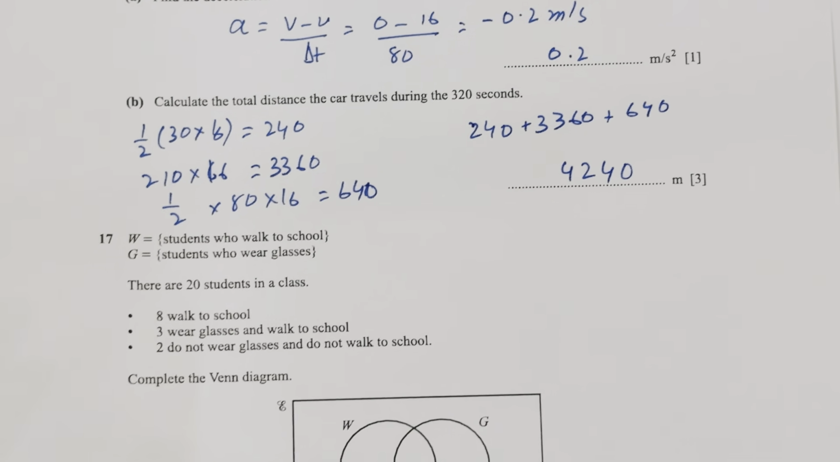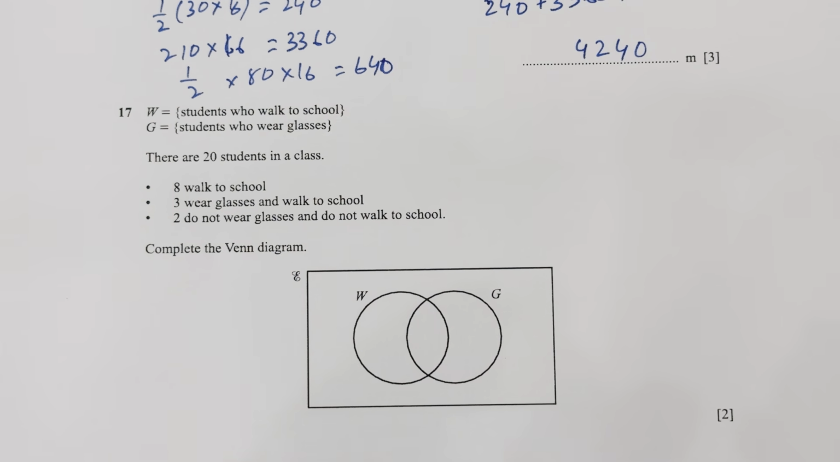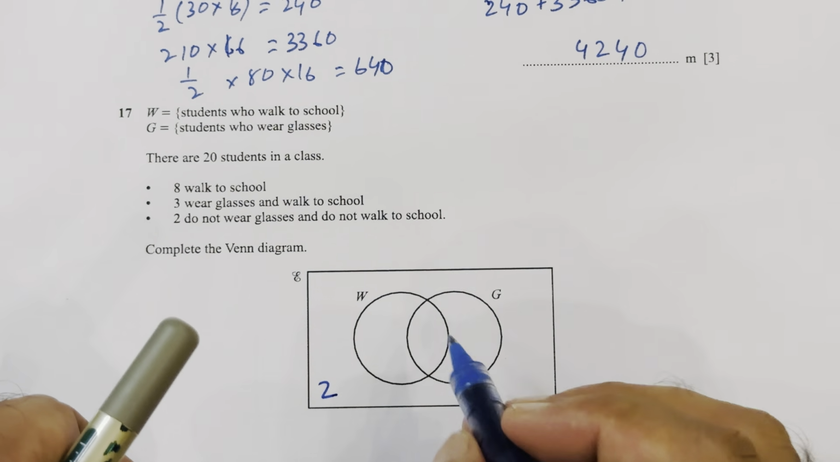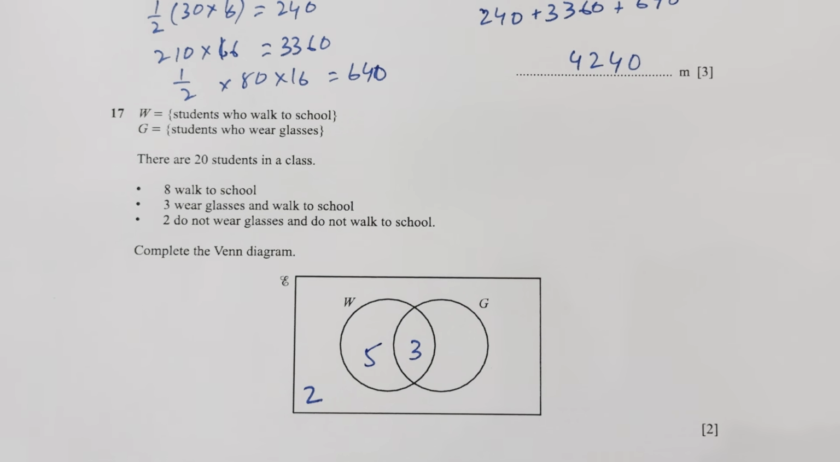Okay, moving to question number 17, that is again from the topic of sets. W is equal to students who walk to school. G is the students who wear glasses. There are 20 students in a class. 8 walk to school, 3 wear glasses and walk to school, 2 do not wear glasses and do not walk to school. It means 2 would be here and 3 would be here and 5 would be here.